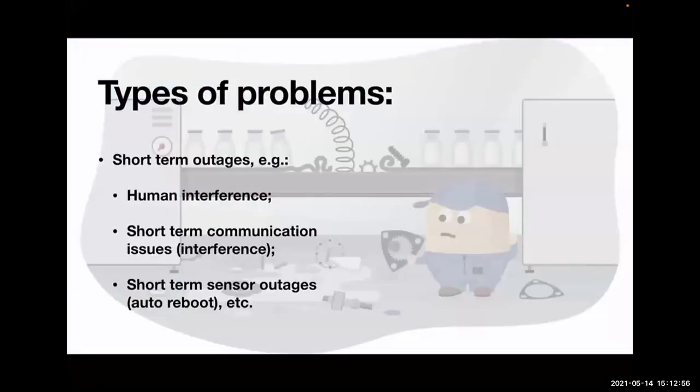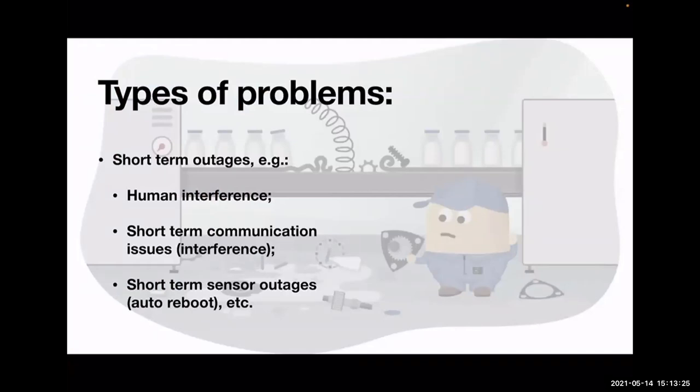So we can actually see two types of problems. Right now I'm trying to focus the attention towards something that we tried to analyze, and it's related to these techniques of gathering data and making sense of this data. When we're gathering data, we can face two types of problems, like short-term outages that could be caused by human interference, short-term communication issues, short-term sensor outages.